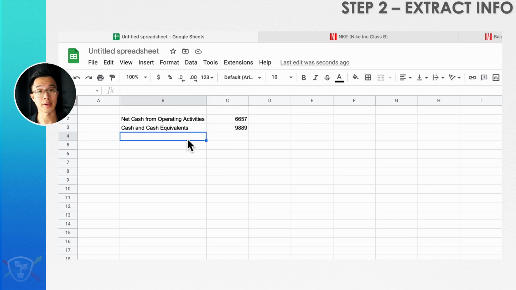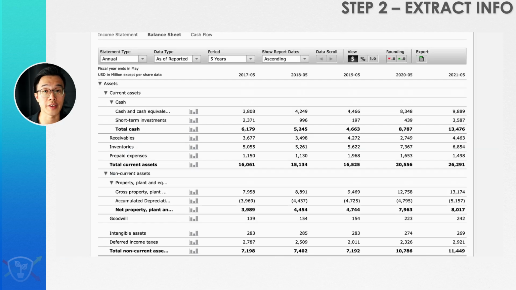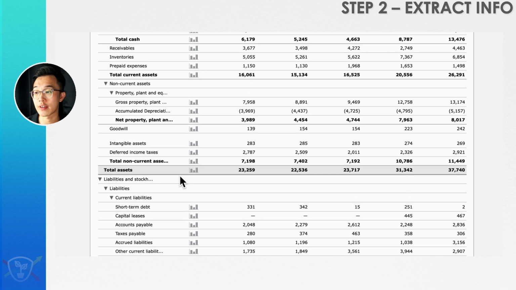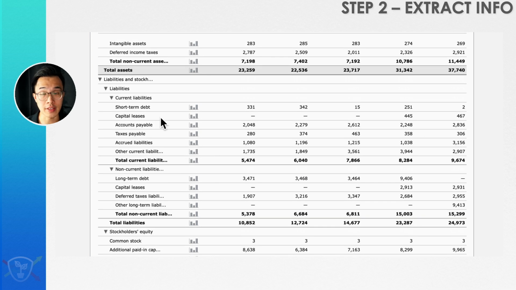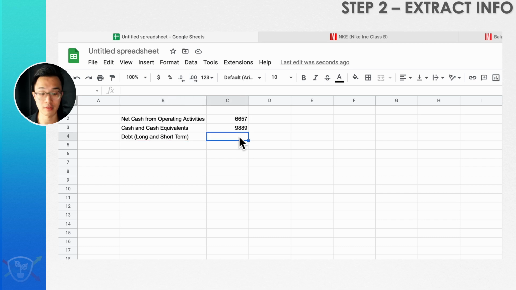The third item that we're going to extract is the debt, both the long and short-term debt of the company. This information can also be extracted from the balance sheet. We see that under liabilities, short-term debt and long-term debt, Nike has no long-term debt and the short-term debt is $2 million. So we just key that in here, $2 million.